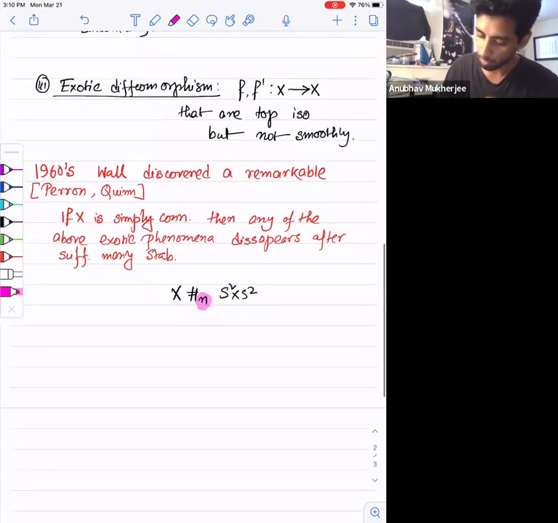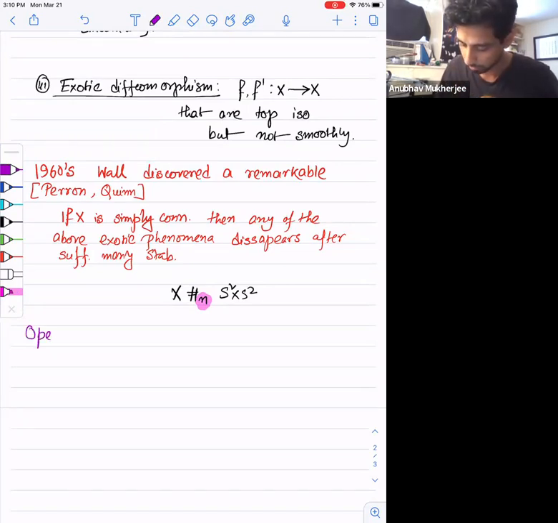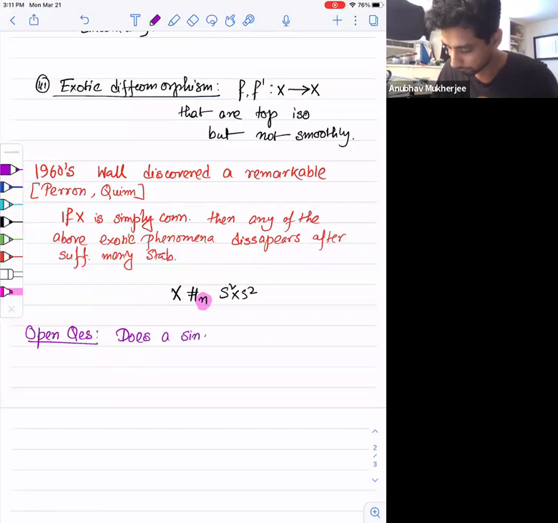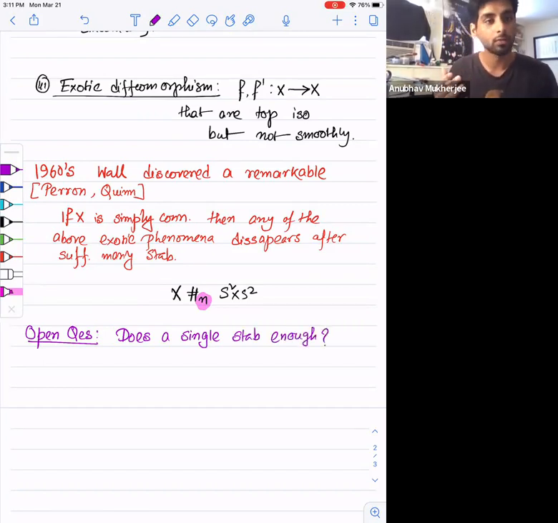One of the big open problems in low-dimensional, four-manifold topology is this open question: is a single stabilization enough? That means, if you start with an exotic phenomenon and you connect sum with S2 cross S2, does it always disappear?